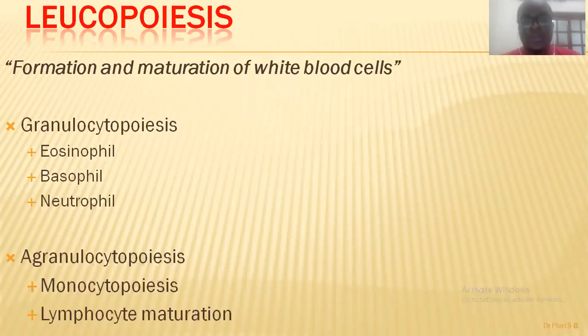Formation and maturation of white blood cells. The process in which granulocytes are formed is called granulocytopoiesis. Granulocytopoiesis is the process by which the granulocytes are formed, and the three granulocytes are the eosinophil, basophil, and neutrophil. Then we have the agranulocytes. Monocyte formation is called monocytopoiesis, and then you also have lymphocyte formation.